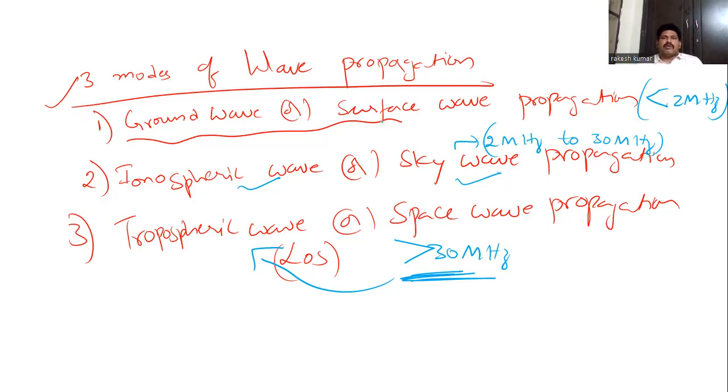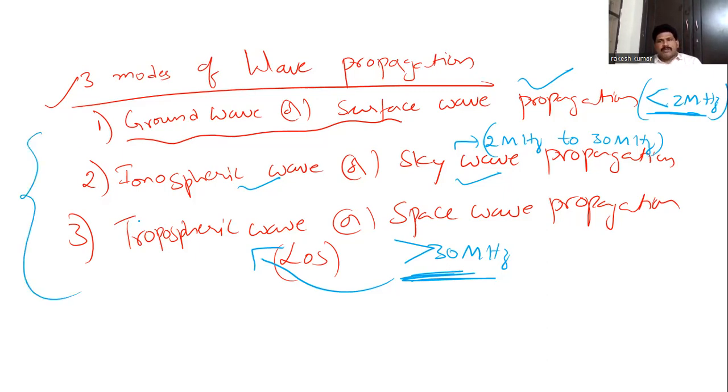The first is ground wave or surface wave propagation: if the frequency of the signal is less than 2 megahertz, I prefer ground wave or surface wave propagation. Second, if the frequency of the signal is between 2 megahertz and 30 megahertz, I go for ionospheric or sky wave propagation. The third is if the frequency is greater than 30 megahertz, then I prefer tropospheric or space wave propagation. These are the three modes of propagation.